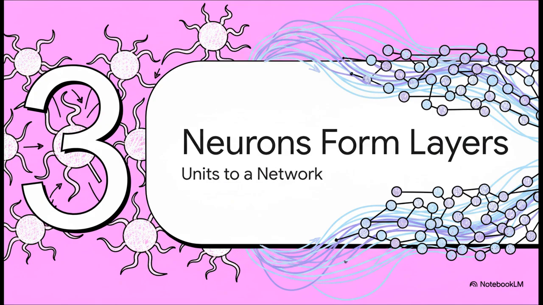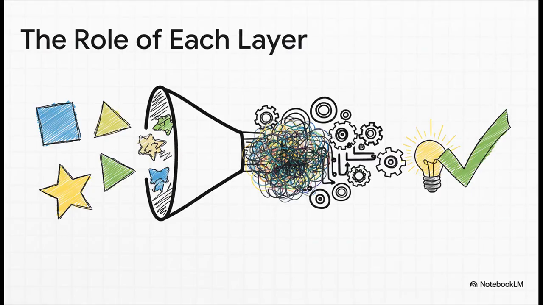All right, so now we have these individual neuron building blocks. Let's see how they're organized into the layers we just talked about. This is really how we go from these simple units to an incredibly powerful network. You see, each layer has a very specific job. The input layer is basically the front door for your data. If your data has, say, 4 features, then you're going to have exactly 4 input neurons.